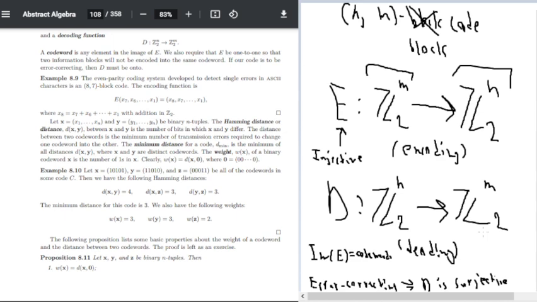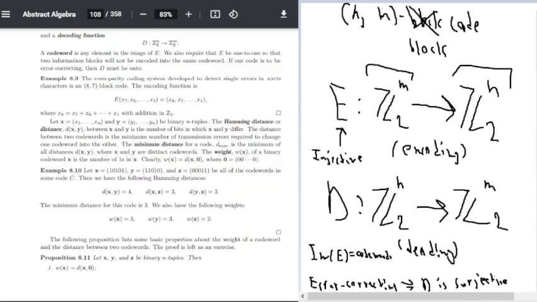And the intuition for this is that if there is some element of Z2 to the m not reached by D, what that means is that we can send that message, and that message won't be an error, but we'll never be able to decode it into that message because D is not surjective.